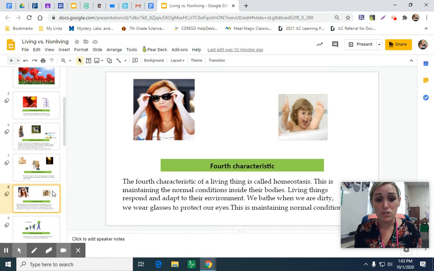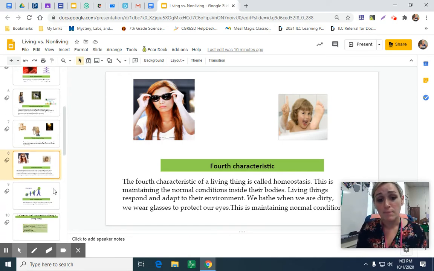Likewise, you must be able to change and adapt to your environment. When you are dirty, you take a bath. When you are outside, you put on sunglasses to protect your eyes, or you might squint in the sunlight. Those are all a part of homeostasis in maintaining your normal condition. So all living things maintain homeostasis, which means the normal living condition.